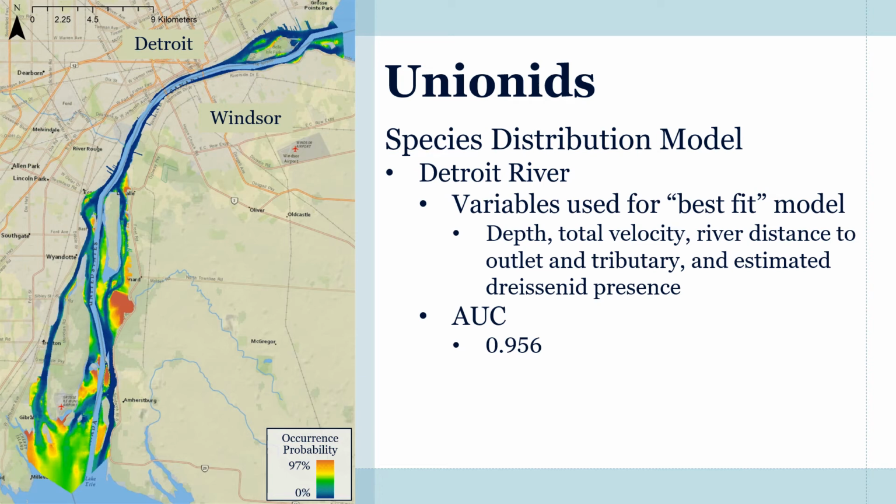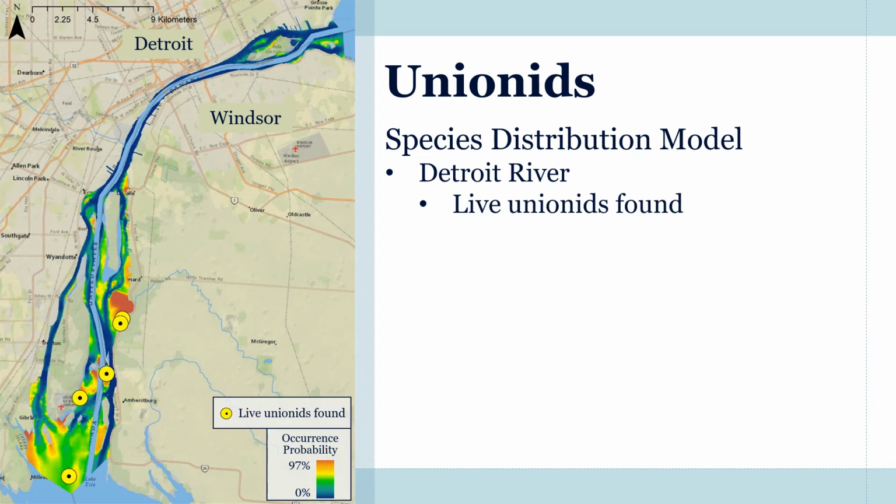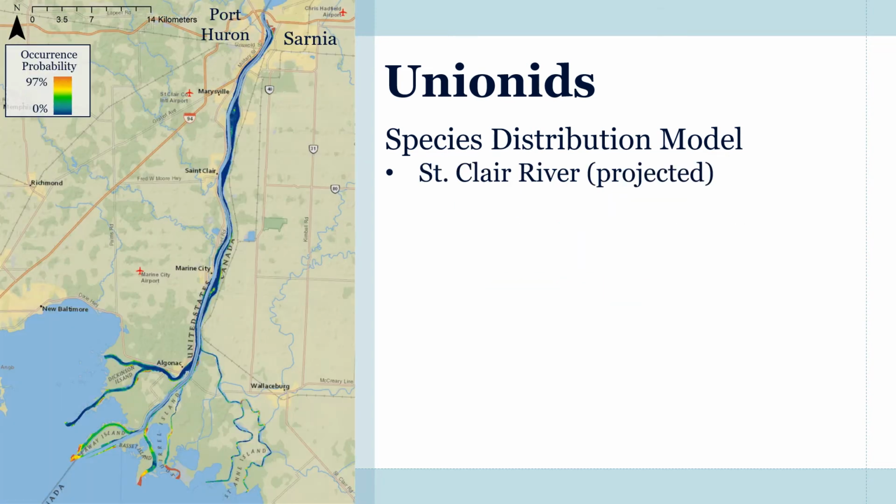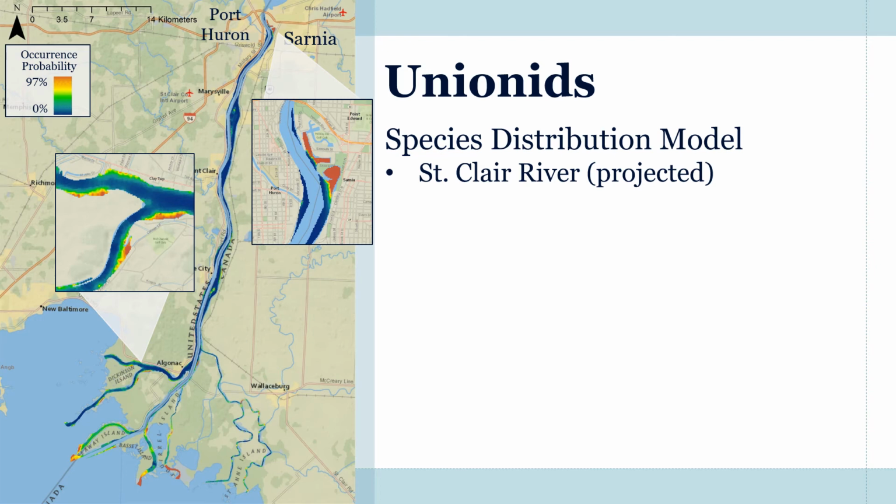And as shown by this map, the red coloration represents areas where unionid presence is likely, and the blue coloration represents areas where unionid presence is unlikely. I then overlapped the sites where unionids occurred to estimate occurrence probabilities for each site based on the model. Among the unionid presence sites, occurrence probability ranged from 41 to 97%, and the mean occurrence probability was 77%. Finally, 4 out of the 5 unionid presence sites had an occurrence probability greater than 60%. Again, keep that 60% in mind as we'll use it to assess the St. Clair River models. I then projected the unionid species distribution model to the St. Clair River, and small pockets were highlighted as places where unionids were likely to occur.